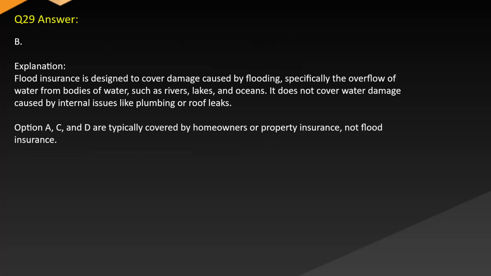Answer: B. Explanation: flood insurance is designed to cover damage caused by flooding, specifically the overflow of water from bodies of water such as rivers, lakes, and oceans. It does not cover water damage caused by internal issues like plumbing or roof leaks. Option A, C, and D are typically covered by homeowners or property insurance, not flood insurance.